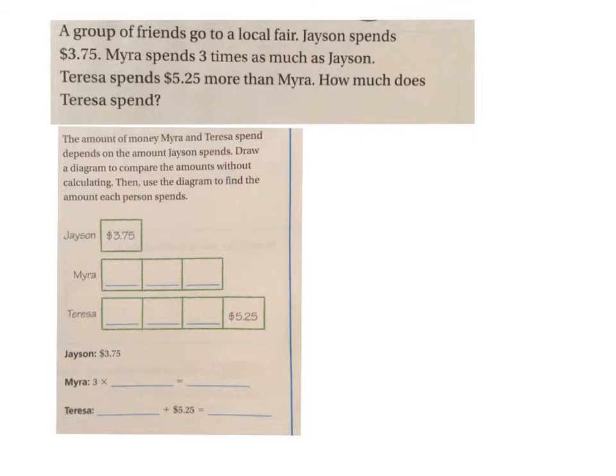What is the question asking? Yarden? Okay, how much does Teresa spend? We're looking to see how much, our final answer is going to be how much Teresa spent. Because how many people are involved in this problem right now? Siddhar says 3. Jason, Myra, and Teresa. That's 3 people. For the final answer, whose money do we care about?